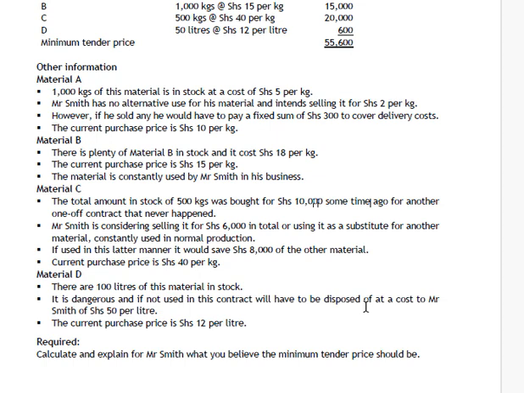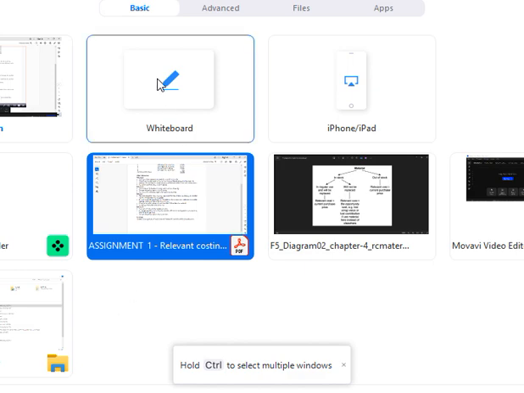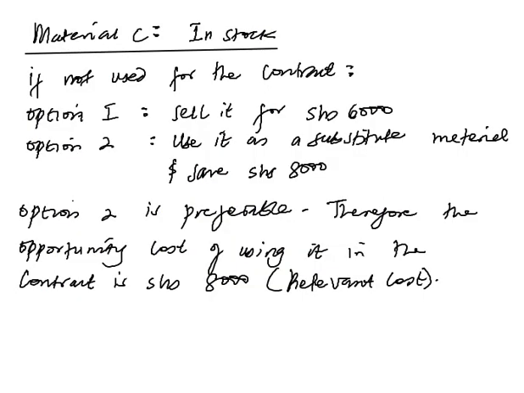So meaning that if we use them on the contract, Mr. Smith is going to save shillings 50 per liter. Because if they are not used on the contract, then he has to dispose of them, and in the process he incurs shillings 50 for each liter. So that is a cost. But if we use them on the contract, that becomes a saving to Mr. Smith. That saving is a relevant benefit to Mr. Smith. Let us summarize that.